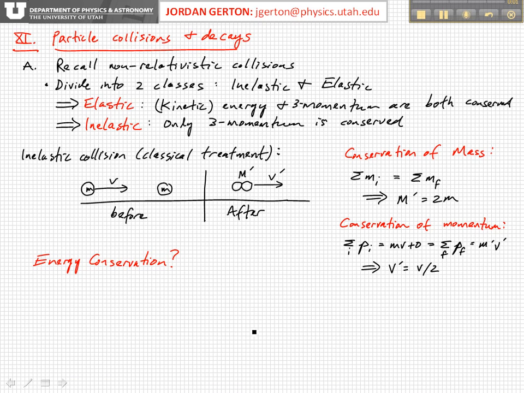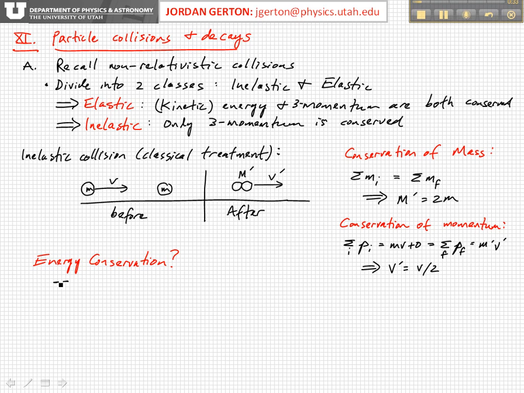Okay, so we saw that for this inelastic collision in the non-relativistic classical treatment, the final velocity of the clumped particle is half the speed of the initial particle because it has twice the mass. Now we said that for an inelastic collision in the non-relativistic case, the kinetic energy is not conserved. So let's check that.